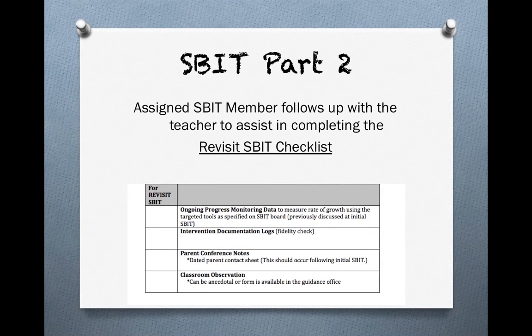At the conclusion of the initial SBIT meeting, an SBIT team member will be assigned to follow up with the teacher and assist in completion of the Revisit SBIT checklist. A tentative revisit date will also be selected at that time. The SBIT checklist is once again emailed to the teacher for completion of the Revisit SBIT portion. Once the teacher determines that he or she has the required information for the revisit, the checklist is emailed back to the school counselor. This should occur prior to the Revisit SBIT meeting.